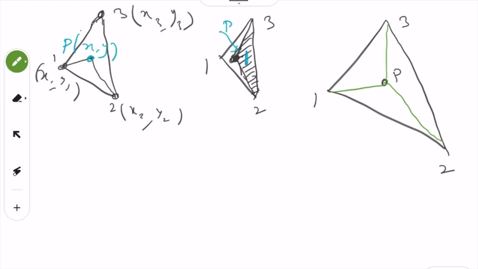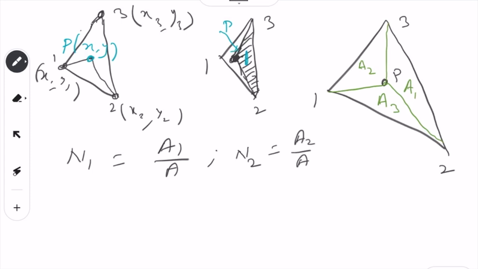Area number 1, let's call it A1, this area number 2, A2, this area number 3, A3. So how do we decide? This is node 1, so opposite of that is 1. Node 2, opposite of that is 2, 3, opposite of 3. And we can define N1, N2, N3 like this. N1 equal to A1 over A. N2 will be equal to A2 over A. And N3 is equal to A3 over A, where A is the area of the triangle, so A1 plus A2 plus A3.